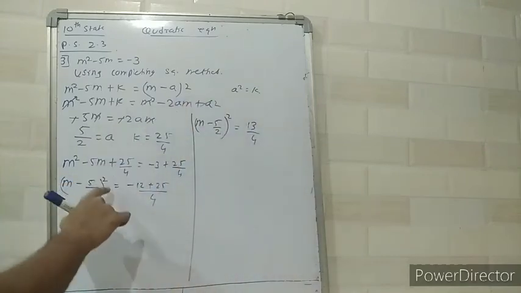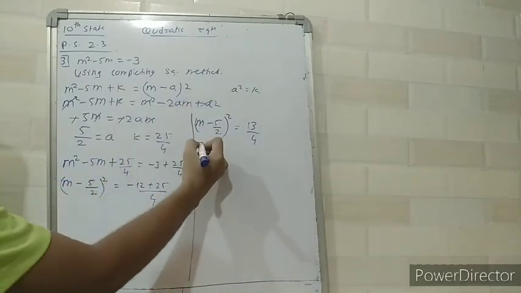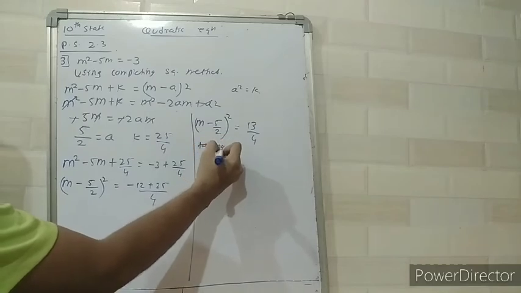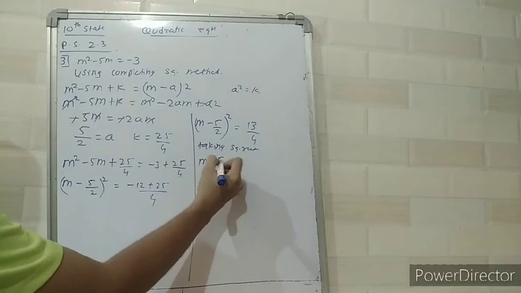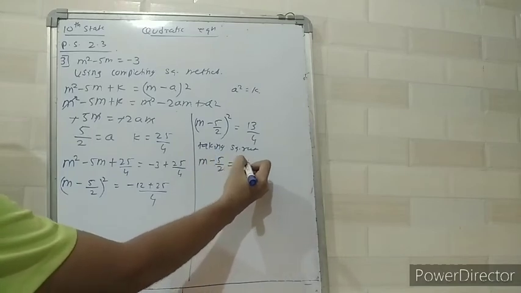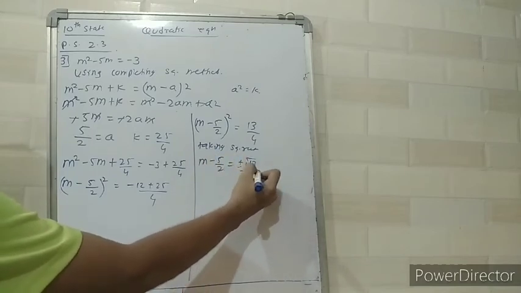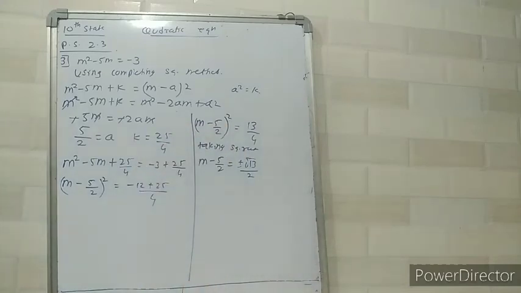Now in the next step we have a perfect square over here. Now taking square root, I can write m minus 5 upon 2 is equal to plus or minus square root of 13 upon square root of 4, which is 2.